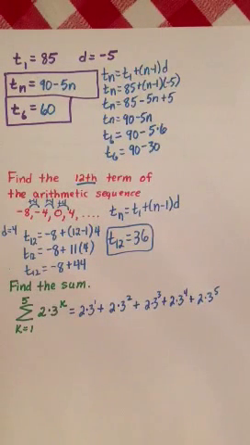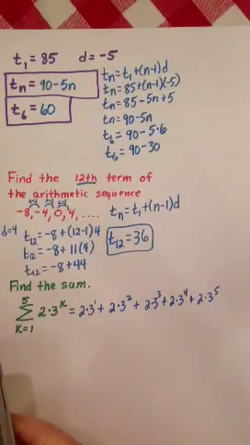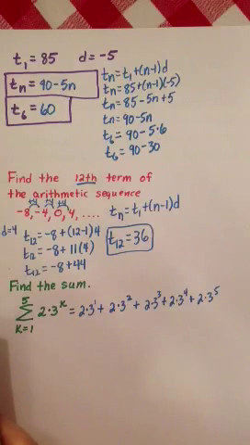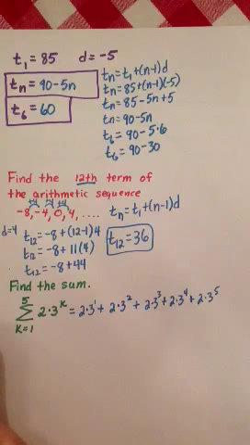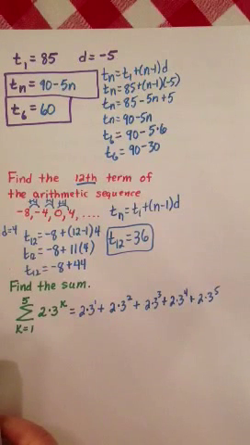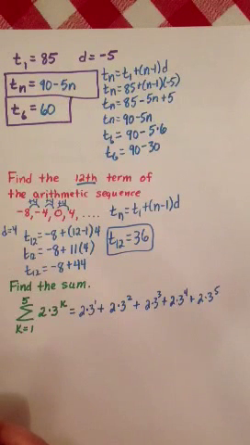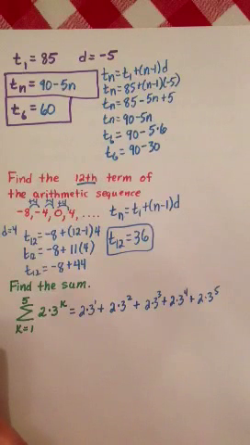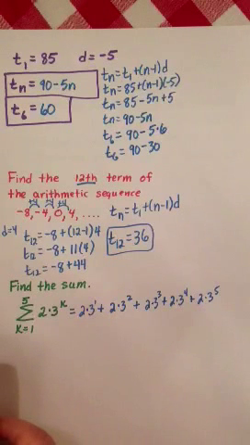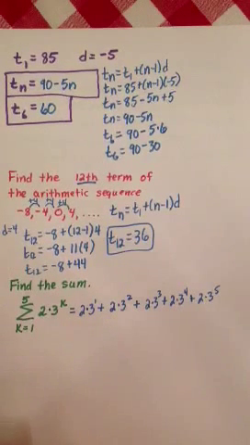And you might say, what do I do then? Well, you just get out your calculator and you manually add them together. It's okay. So you could just say 2 times 3 plus 2 times 3 squared plus 2 times 3 raised to the third plus 2 times 3 raised to the fourth plus 2 times 3 raised to the fifth.